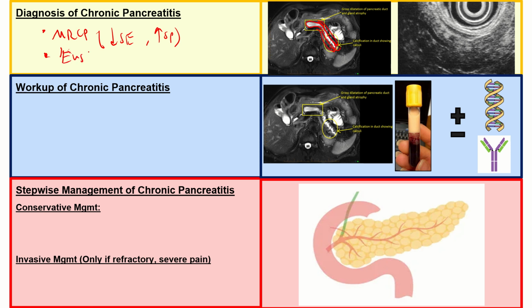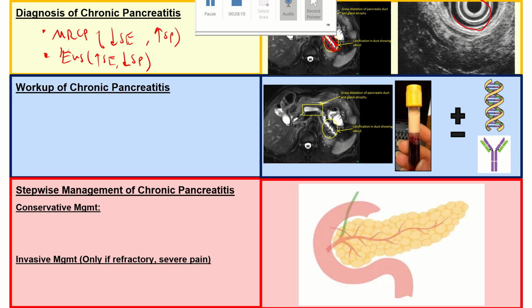EUS is a little bit, I would say, more sensitive, but less specific. Obviously, there's operator variability to this as well. So here's your endoscope, and you're looking at the pancreas. You can see that the pancreatic duct is dilated right there, as well as some ectatic calcifications and maybe fibrosis within the pancreas itself. Here you can also do a biopsy to see if there's any fibrosis under a microscope.